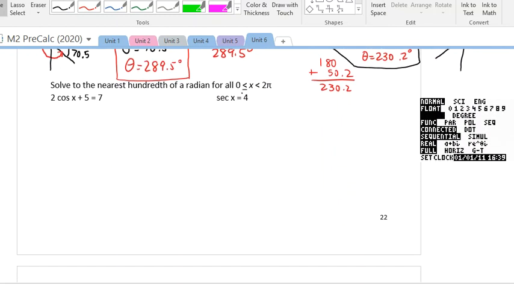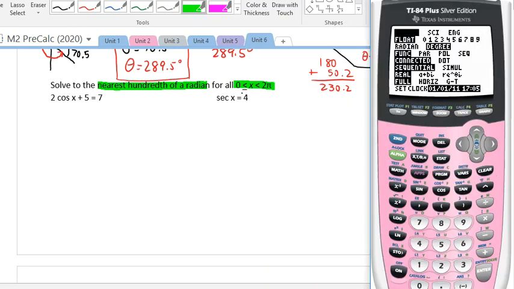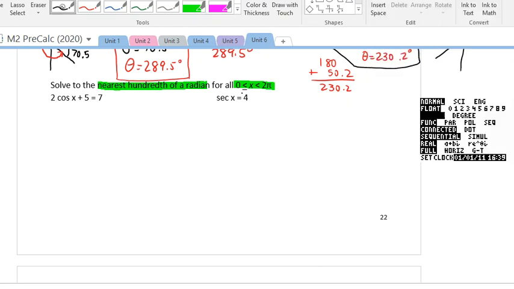Now on the next type of problem, still the same style problem, but instead we want to the nearest hundredth of a radian from 0 to 2 pi. So we have to double check our calculator and change the mode. So we're going to change it over from degrees to radians because I want it in radians. So the beginning part is going to seem very similar. We're going to subtract the 5. We're going to isolate that trig ratio.